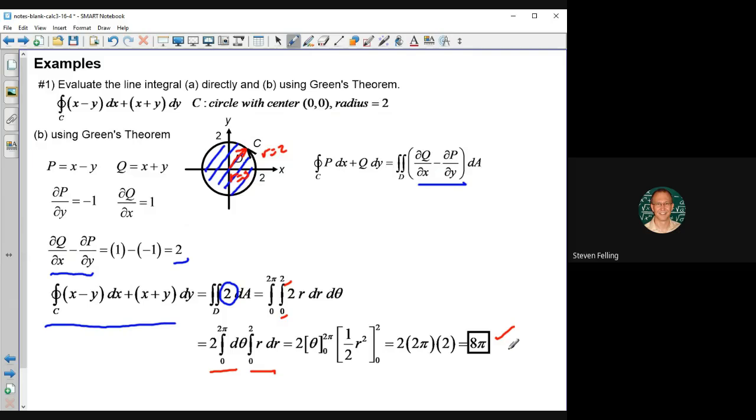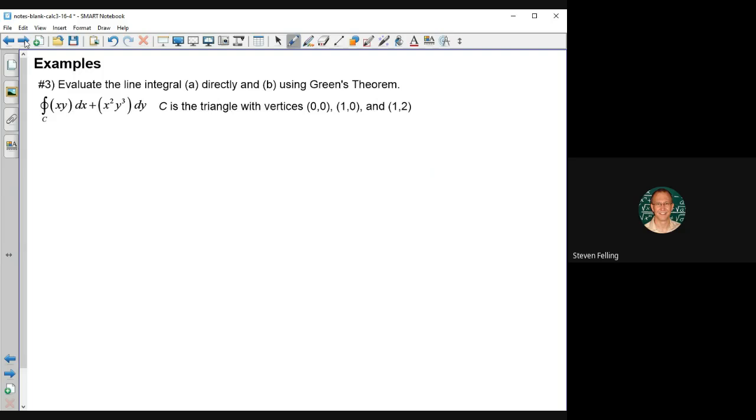A little bit less computational work, and we didn't have to go through the trouble of parameterizing this curve. So Green's theorem gives us another way to avoid having to parameterize curves. The reason why that's important is that often the parameterization is the hardest part of the problem. Okay, so that's an example. Let's take a look at a few other examples.